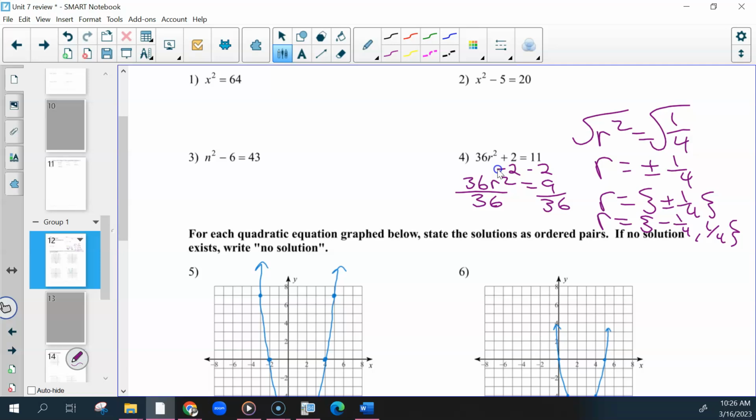Brian? Could the answer be undefined? You can have no solution, 2 solutions, or 1. So not undefined. Any other questions in general, specific, we want to see, do go over in that first section on either review.